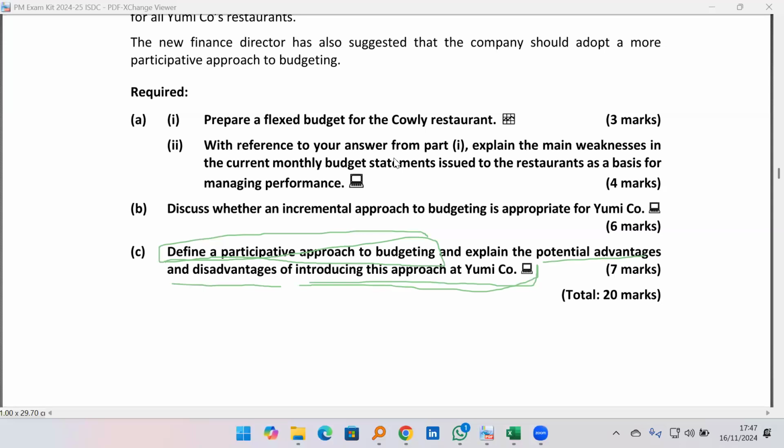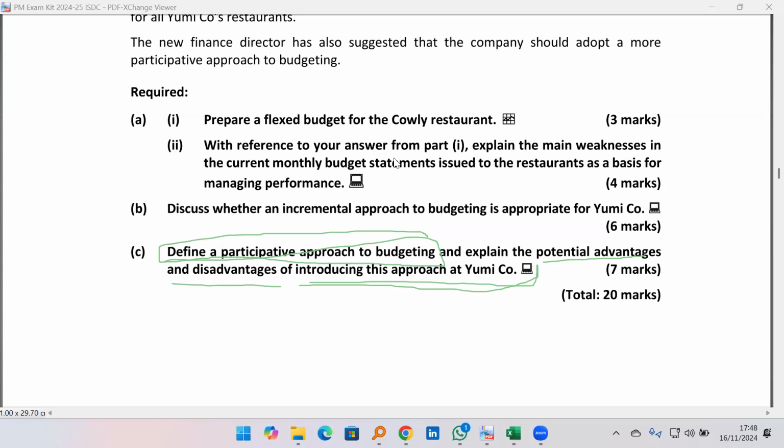Okay. In this case, you would say, based on the advantages and disadvantages of incremental budgeting, the disadvantages outweigh the advantages, especially since Yumi is trying to cut down the costs. So therefore, it would not be appropriate for Yumiko. However, given that they have quite a stable customer base, except for Kauri, you could apply it in those other places, but for Kauri, you do maybe zero-based budgeting.